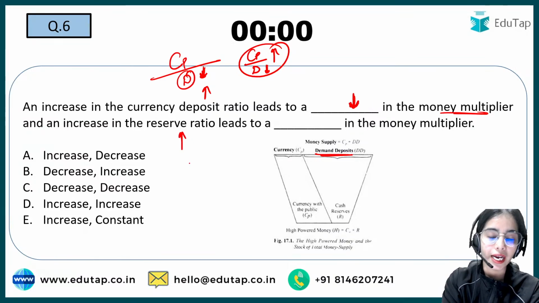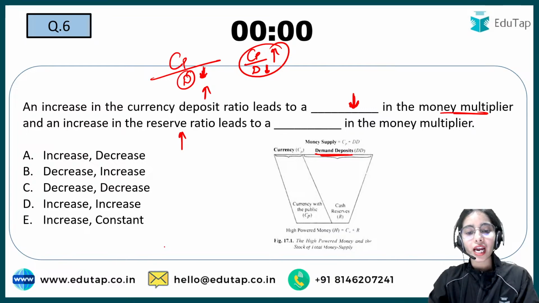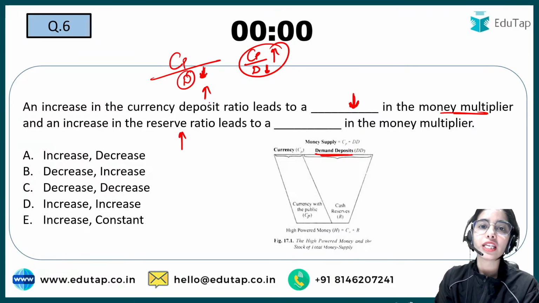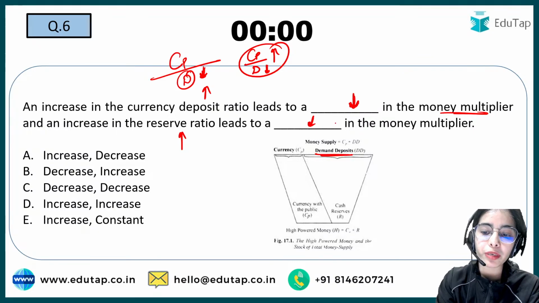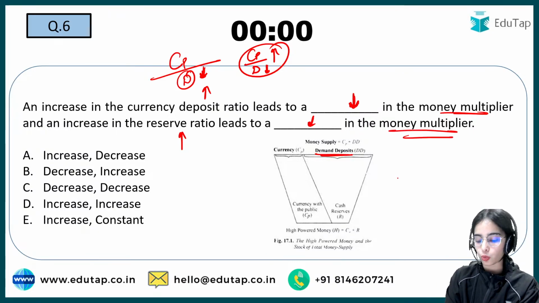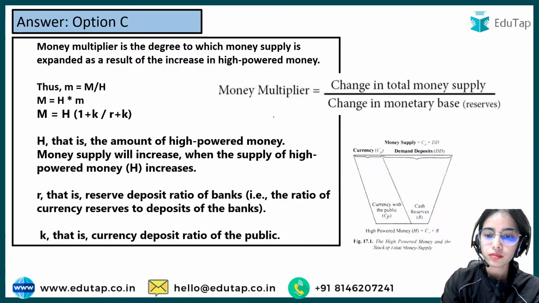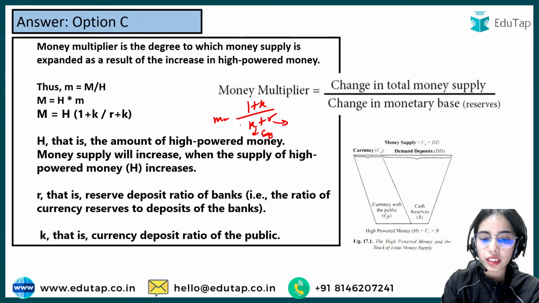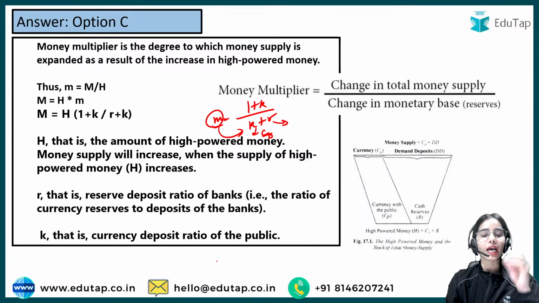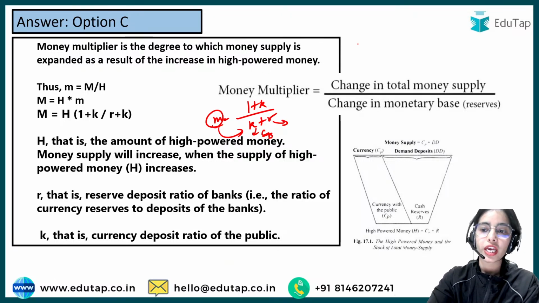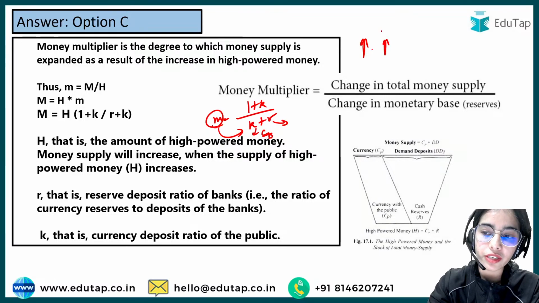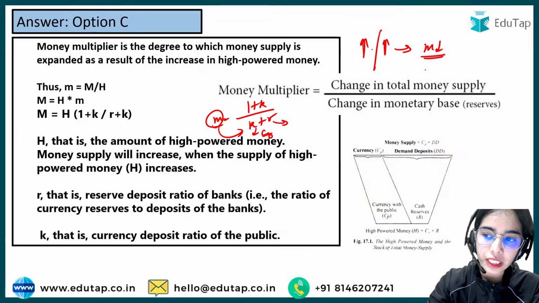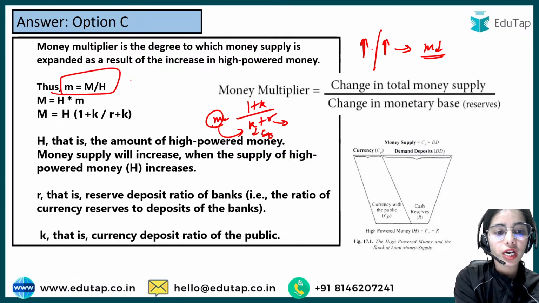If the banks have to keep high reserves, that means they will have to keep more money with themselves, they will be able to do less credit creation, they will be able to create less money supply, so the money multiplier will be low. So remember that the money multiplier formula is (1 + k) / (k + r). r is the reserve ratio and k is the currency deposit ratio. So the money multiplier inversely depends upon the currency deposit ratio and the reserve ratio. If the currency deposit ratio is increasing or if the reserve ratio is increasing, the money multiplier will decrease and vice versa.